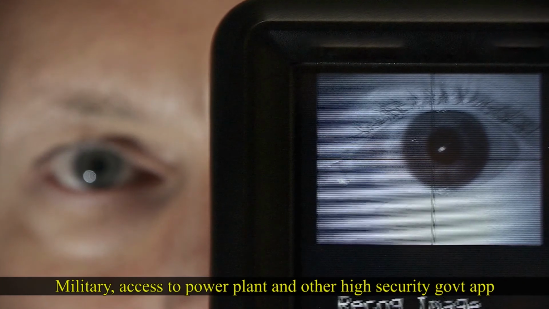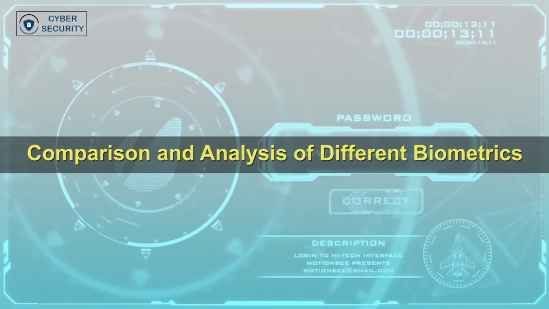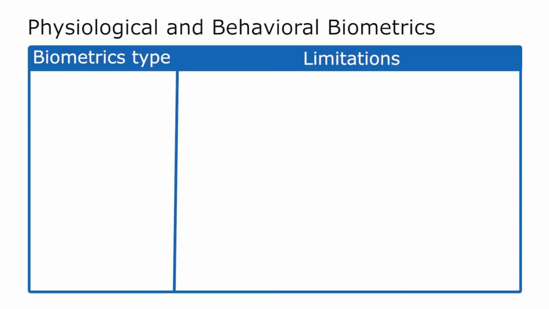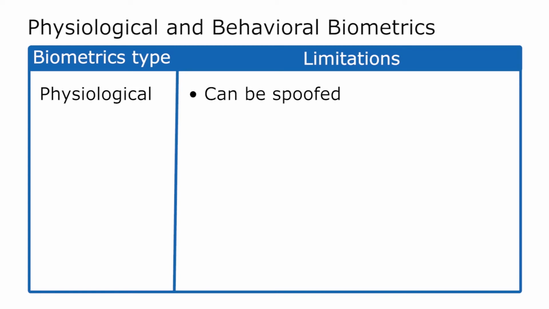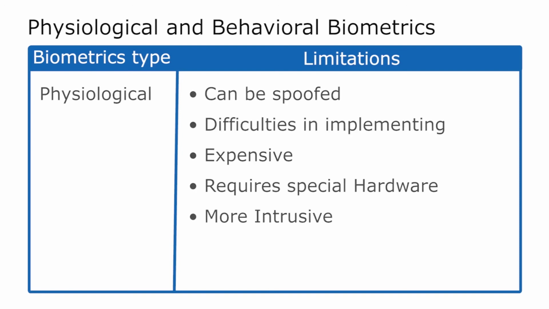Each type of biometrics has its own advantages and limitations. Now we'll compare the different types of biometrics, for example, the physiological and behavioral biometrics. Each one has got its own advantages and limitations. First, we will take the physiological type of biometrics. Physiological biometrics can be spoofed. There are difficulties in implementing them. It is expensive. It requires special hardware. It is more intrusive.